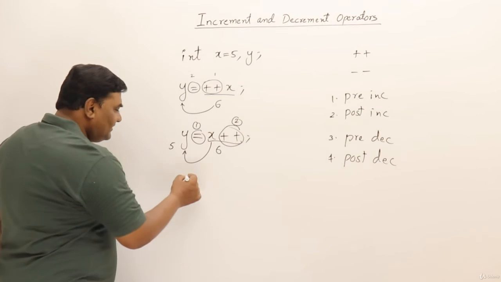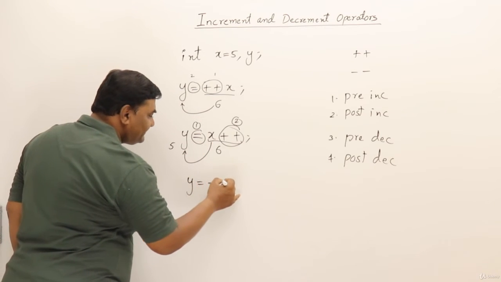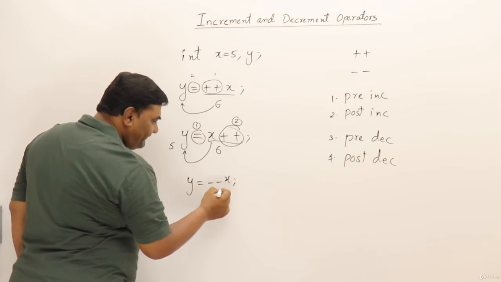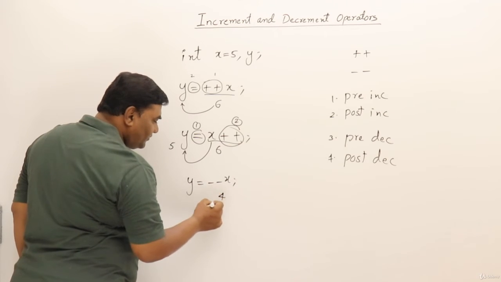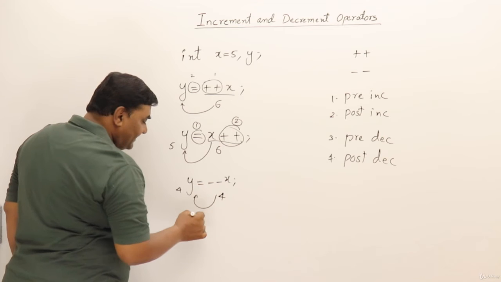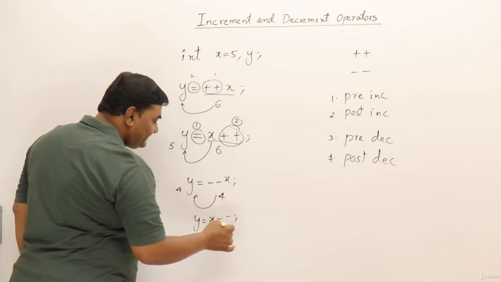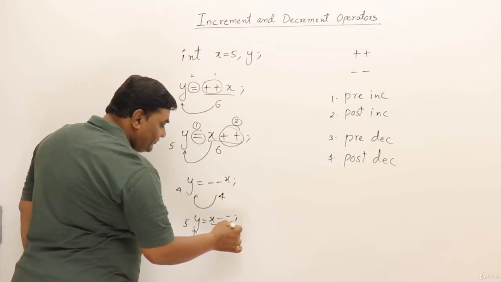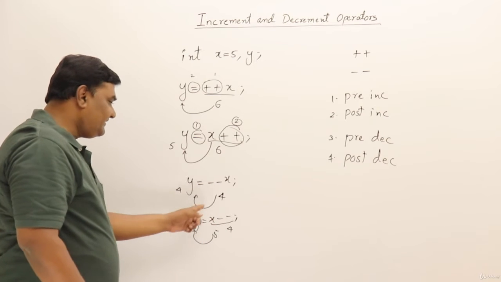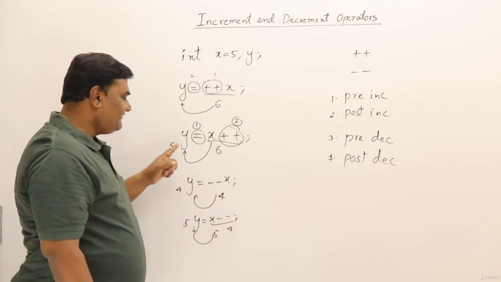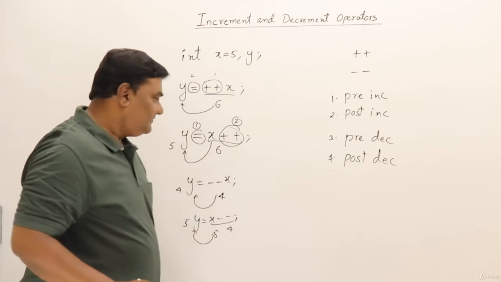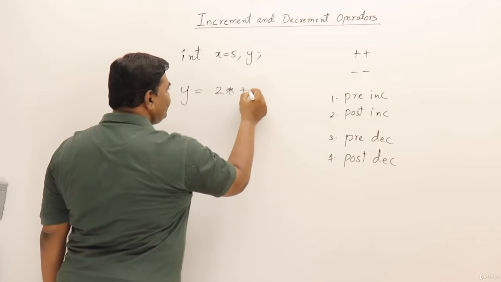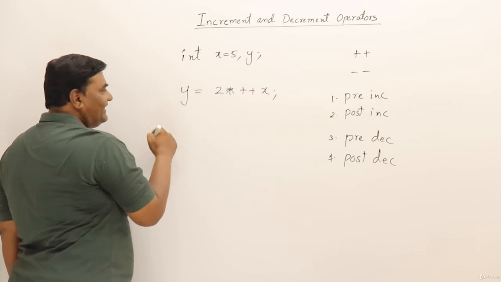Now similar it is for y assign --x. If I consider the value of x as 5 only, then first the value of x is changed to 4 and that 4 is stored in y. And if I write y assign x--, then the value of x, that is 5, is stored in y, then x is changed to 4. So first the value of x is used, then it is decremented. Here first it is decremented, then the value is used. I'll show you one more example. If I say y assign 2 into ++x, what is the result that comes in y?